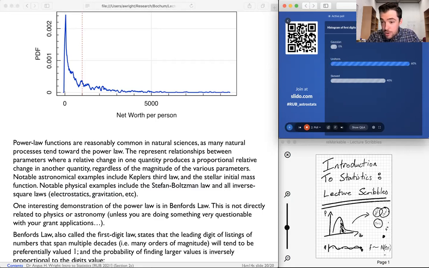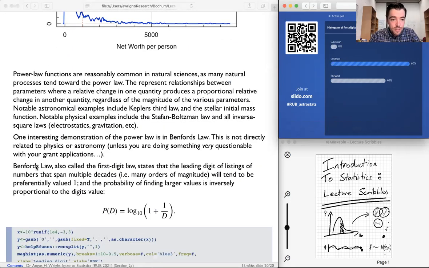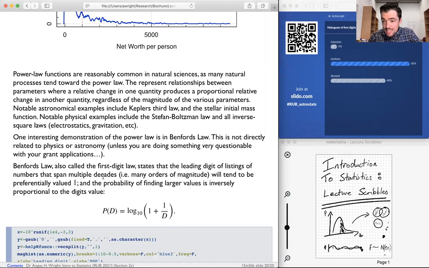Now, the majority of you have said uniform, totally understandably, right? The intuitive reaction to that, I would argue, but many of you clearly have also figured out where I was going, is that this should be some sort of a uniform distribution. But in fact, it's not. If you actually calculate what's called the first digit law, Benford's law, the leading digit of a listing of numbers that spans multiple orders of magnitude, many, many decades in value, is preferentially 1. And then it's 2, and then next least likely is 3, next least likely is 4, and it's a power law.